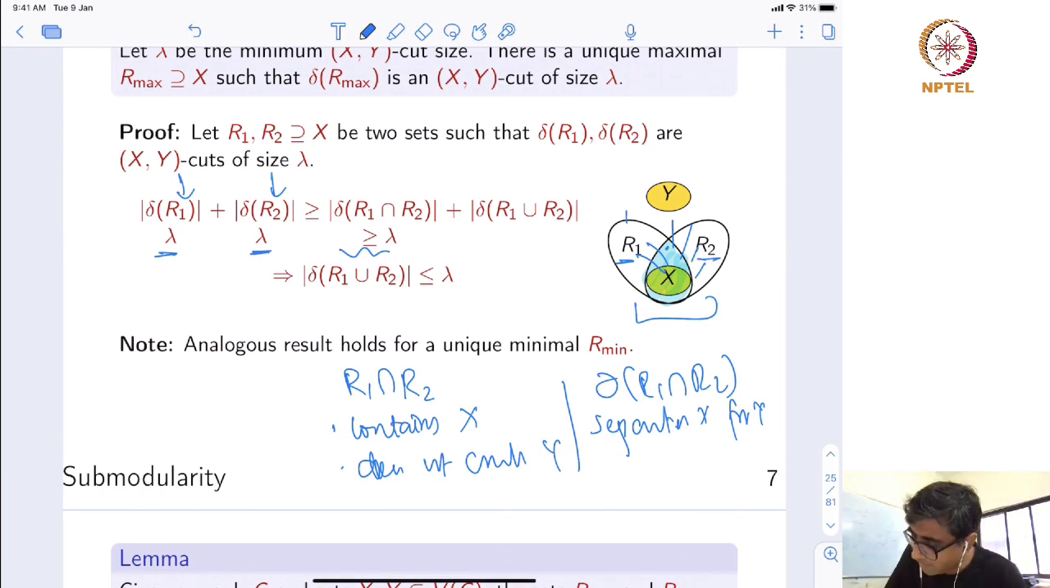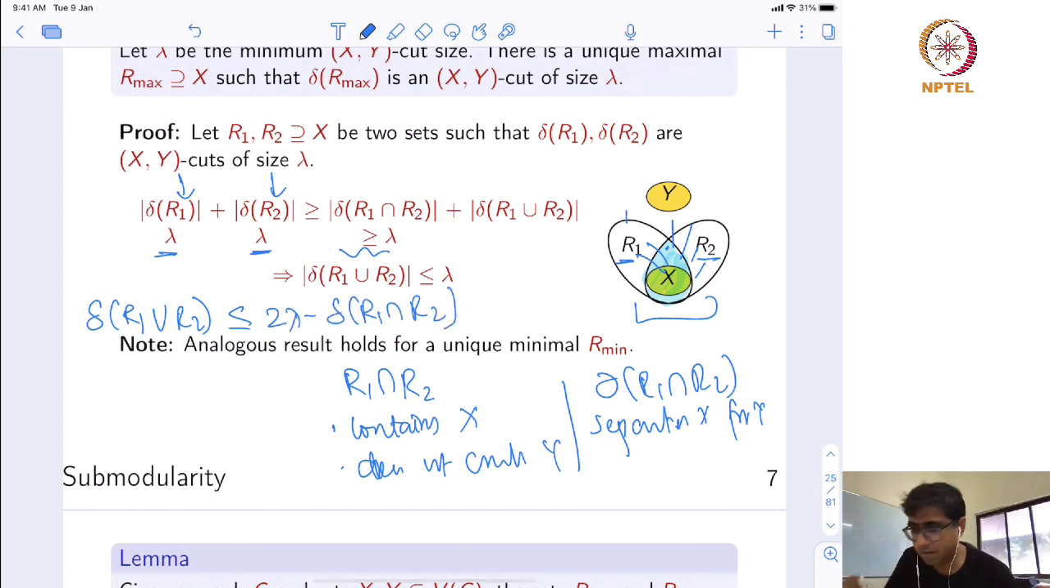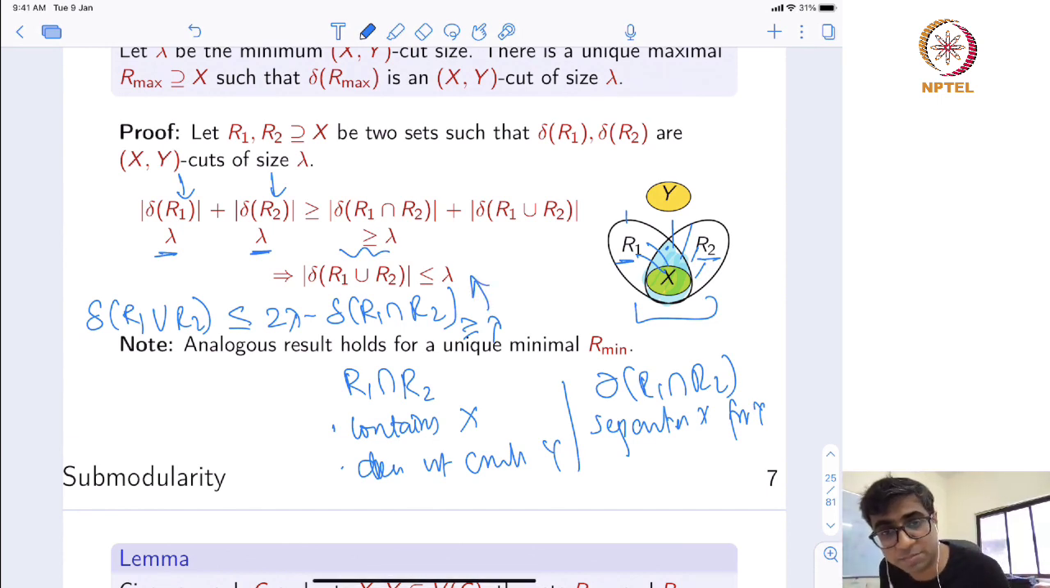lambda. Now the left hand side is what? 2 lambda is at least greater than or equal to, let's say, we can say if we do this computation, delta R1 union R2 is less than or equal to 2 lambda minus delta R1 intersection R2. Now we know that delta R1 intersection R2 is at least lambda, right? This is greater than or equal to lambda, which will imply that delta R1 union R2 is less than or equal to lambda.